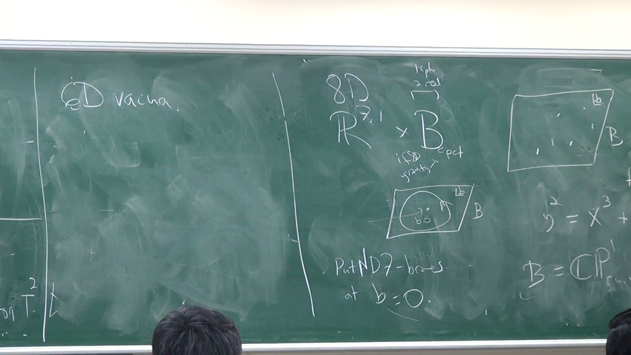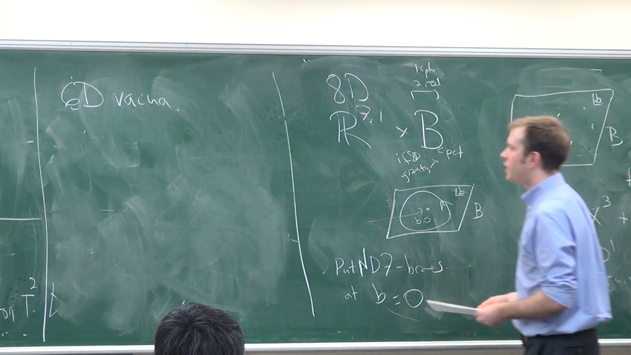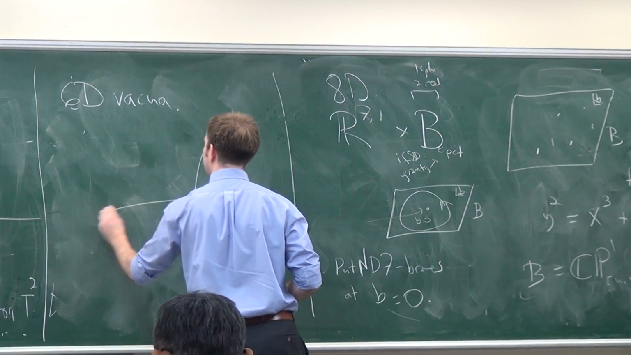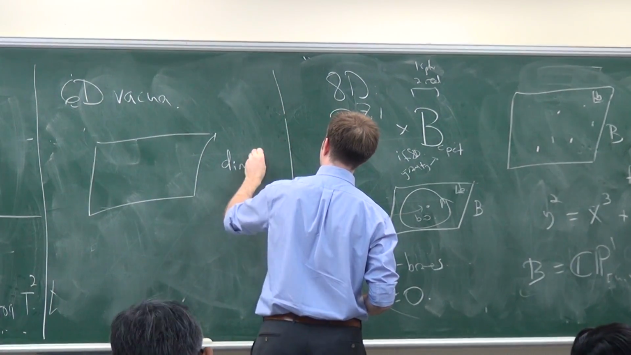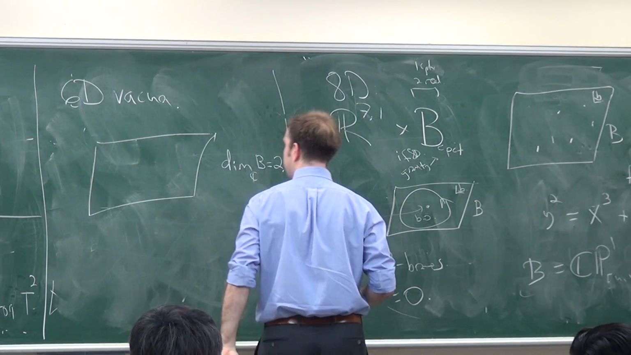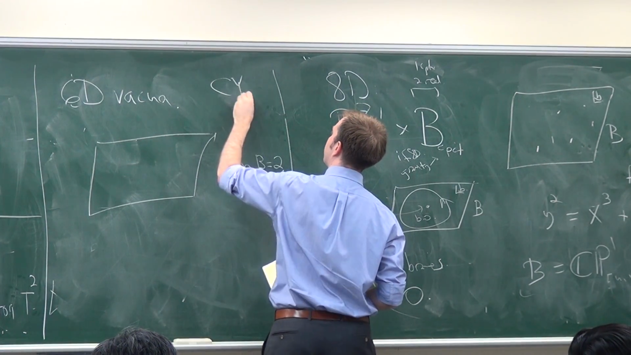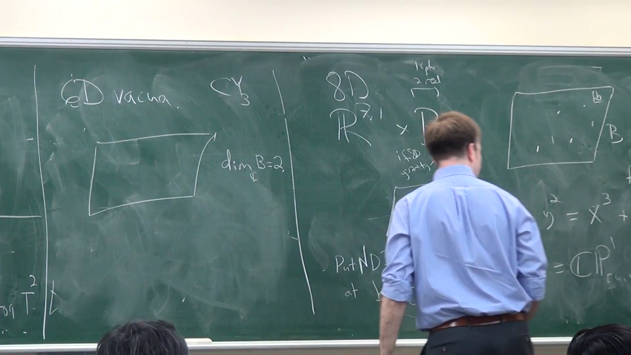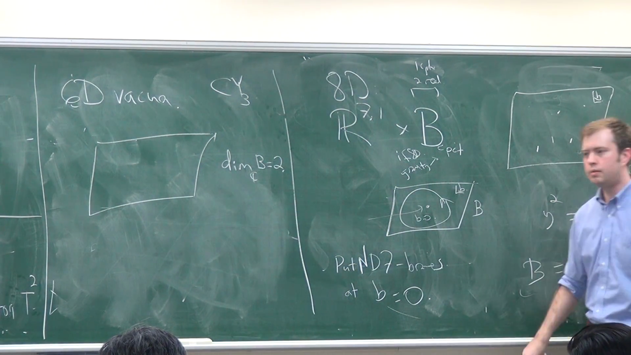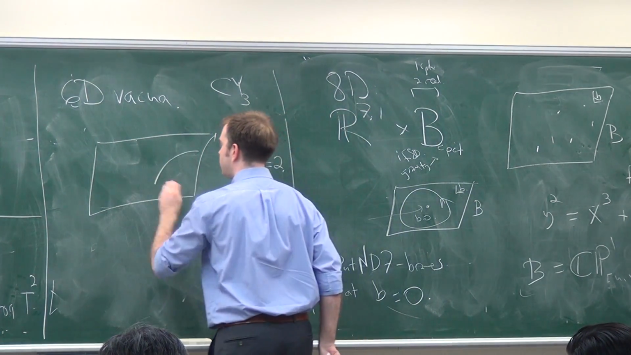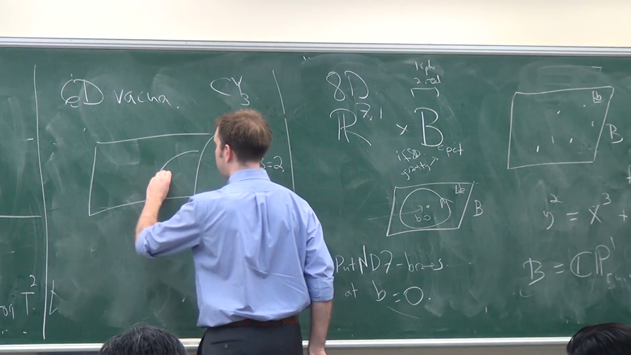Okay, so let's go to 6D. So again, we're going to have our base, but now the dimension of the base is going to be 2, because we're going to be interested in F-theory compactified on a Calabi-Yau threefold. Okay, so if we look at the discriminant locus, it goes from being a bunch of points to being a bunch of curves. It's one complex dimension lower.